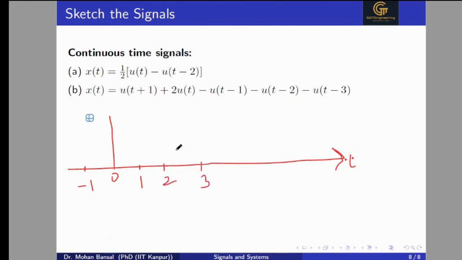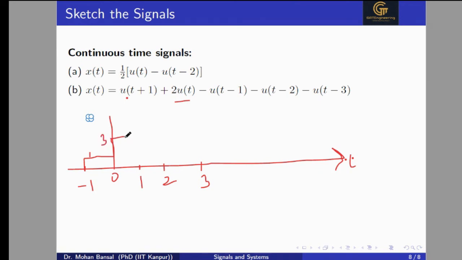Okay, now we have to plot the signal. At t equal to minus 1, the signal amplitude is 1. So we take one step of 1, and this will go till the next discontinuity. The next discontinuity is at t equal to 0, and this step is 2. So we take two steps, and its amplitude is now 3 here.